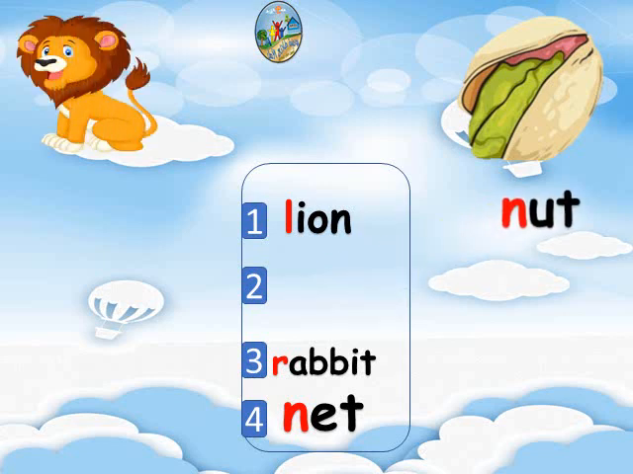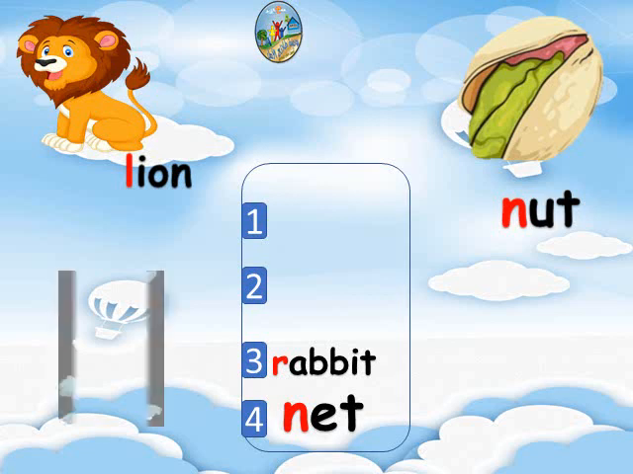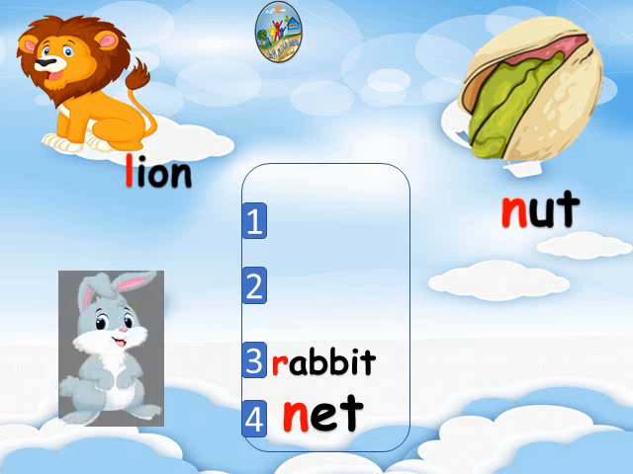Let's see, what is this picture? It's a lion. Where is the word of lion? Is it number 1, 3, or 4? It's number 1. Very good. It starts with small la. What's this picture? It's a rabbit. Where is the word of rabbit? It's number 3. Yes. Next.